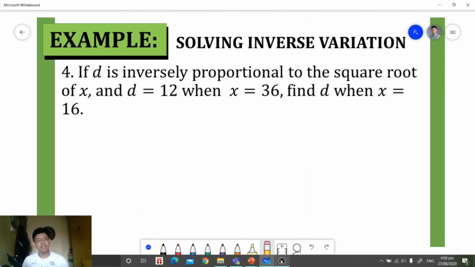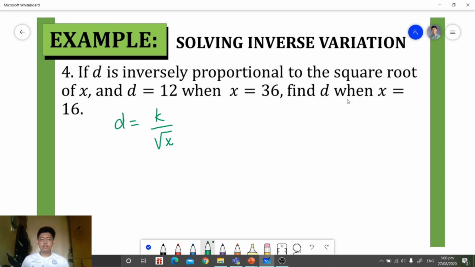Alright. Okay, so let's have another example. For example, if d is inversely proportional to the square root of x, and d is equal to 12 when x is equal to 36, find d when x is equal to 16. Now in this case, we use the word inversely proportional. If you encounter the phrase inversely proportional, it is the same as the phrase varies inversely. So in this case, we will have an equation d is equal to the constant variation over the square root of x, because it's stated there that we have the square root of x.